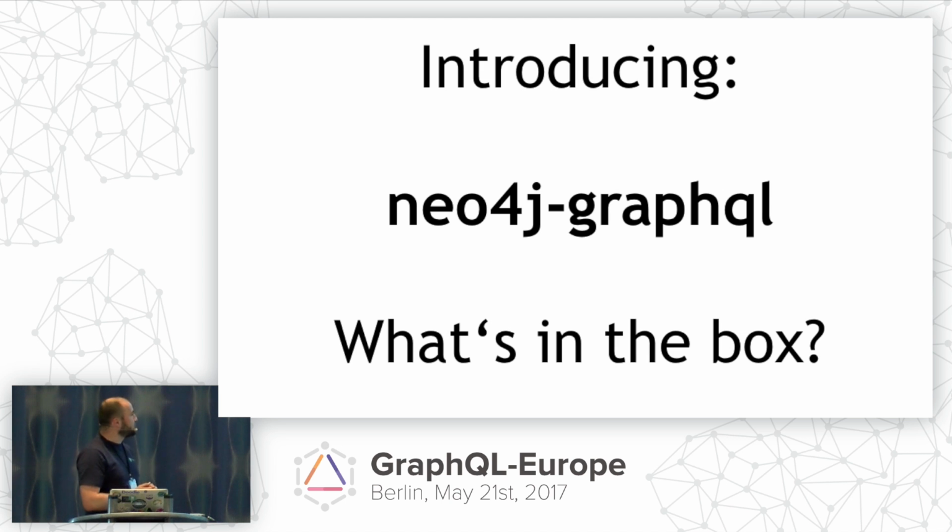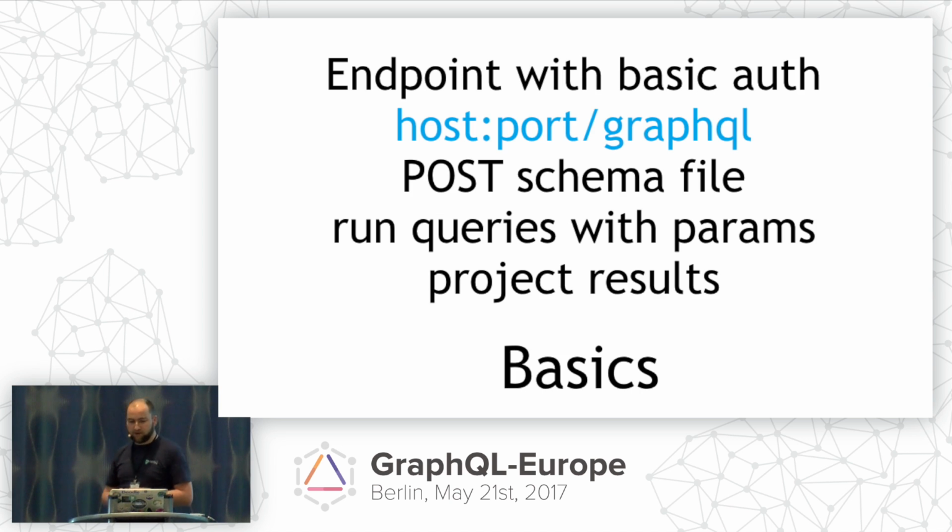So I want to introduce Neo4j GraphQL, the Neo4j extension that makes Neo4j a native GraphQL backend. What can it do? It has a basic auth built in. You just have an endpoint to query against. You can post your schema file against this endpoint and then run queries with parameters against that, and get the results back.